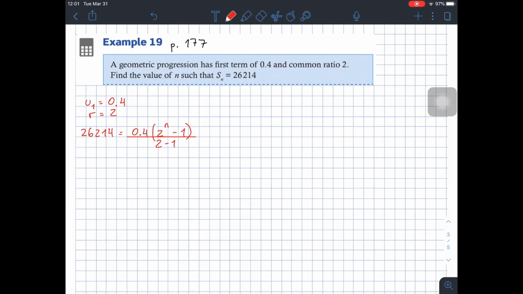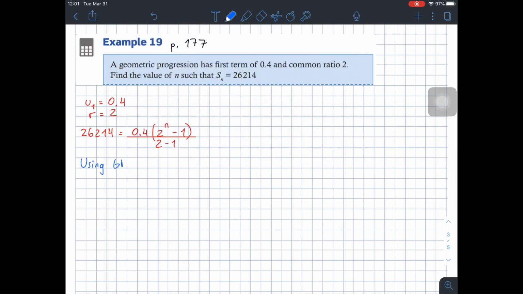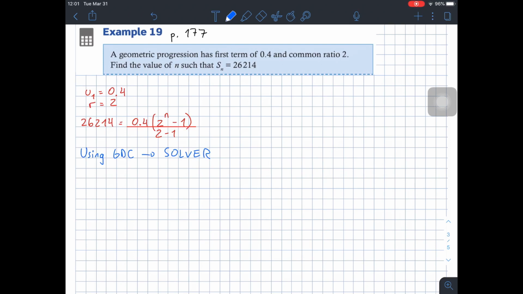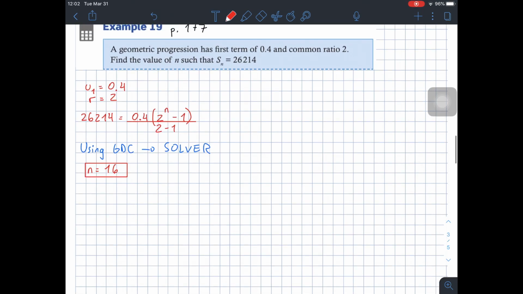So we could just apply solver once again, right? So using GDC solver, we should get the result, which I'm going to do here quickly. Solver: 26214 equals u1, which is 0.4, times 2 to the power of x minus 1 over 2 minus 1. If you solve this, this gives us n equals 16. So that's it. You can try this by any other method. I strongly recommend using solver for this case.